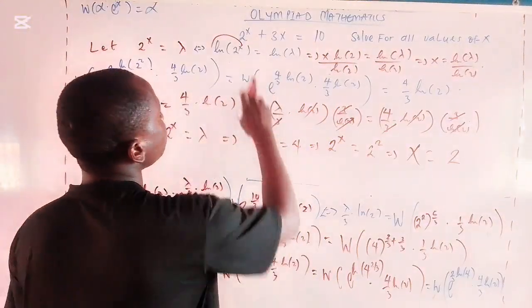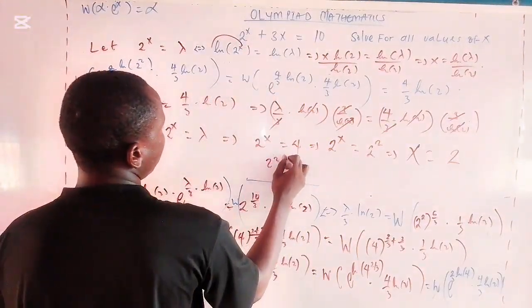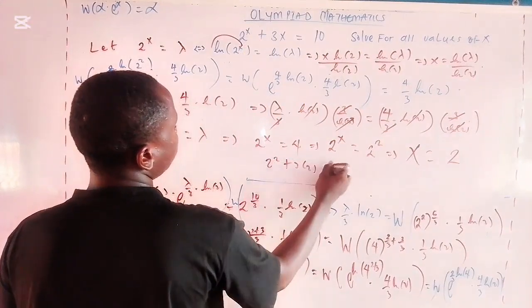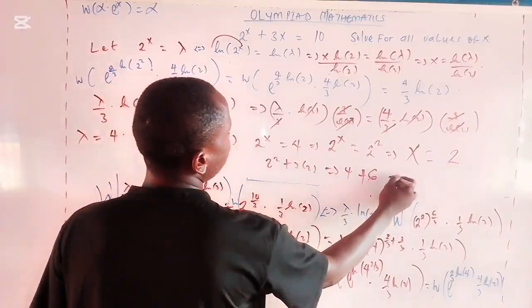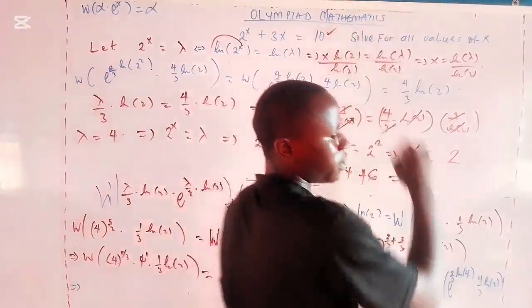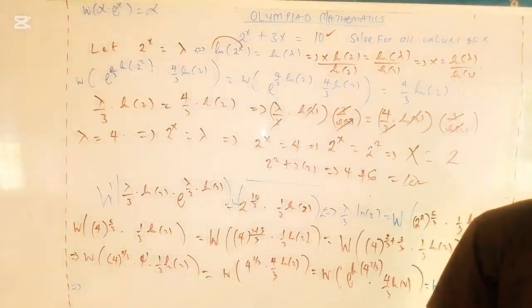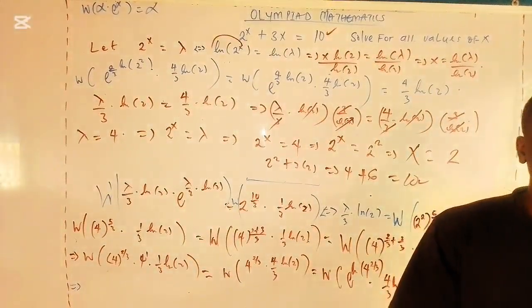Okay? So we input x here to be 2. We're going to have 2 squared plus 3 into bracket 2. So 2 squared will give us 4. And 3 multiplied by 2 will give us 6. So 4 plus 6 will give us what? 10. We can say we have our 10. Alright? So that is the only integer value we have.